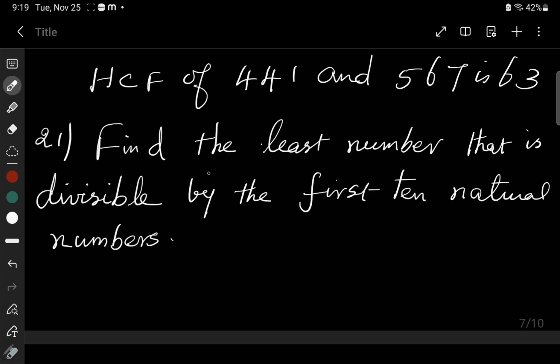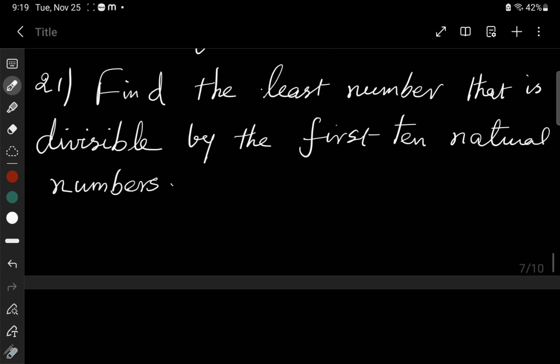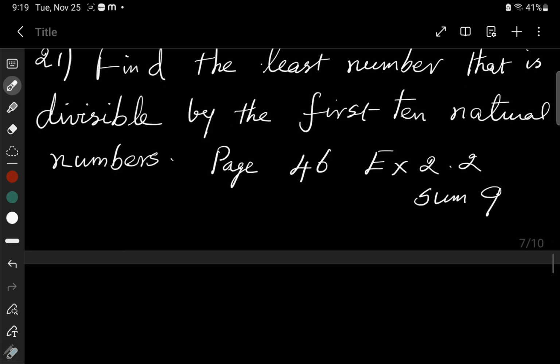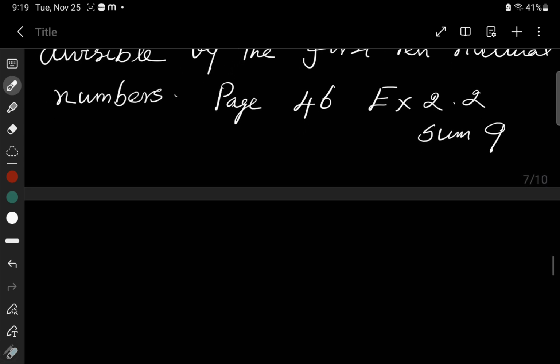Next question. Find the least number that is divisible by the first 10 natural numbers. Actually this question is asked in the 1 mark section also, and at the same time they will ask you in the 2 marks also. It is in page 46, exercise number 2.2, sum number 9. I have given this as a video. You can go through that.